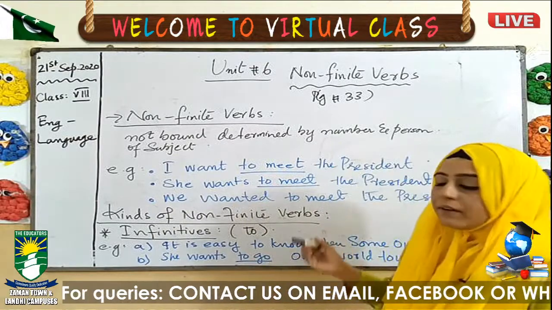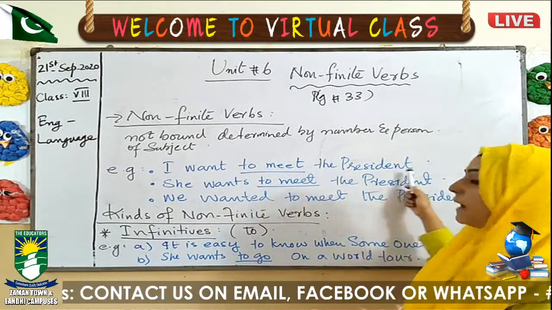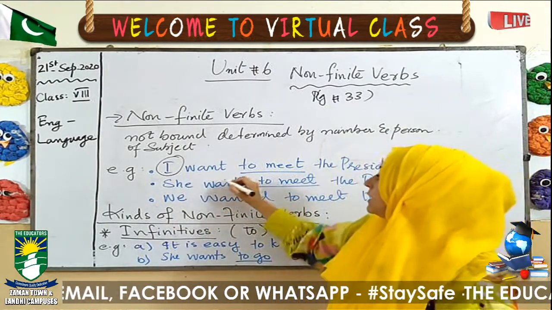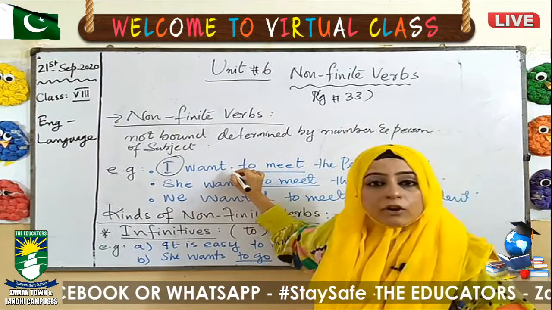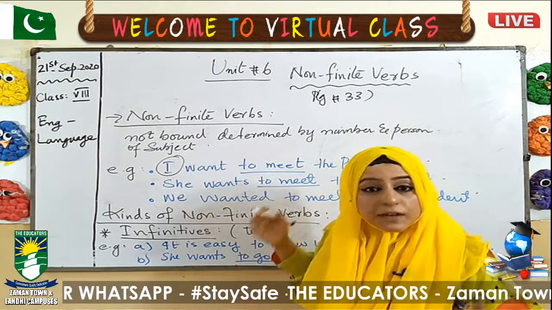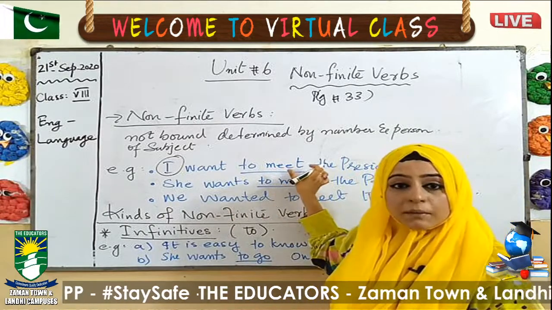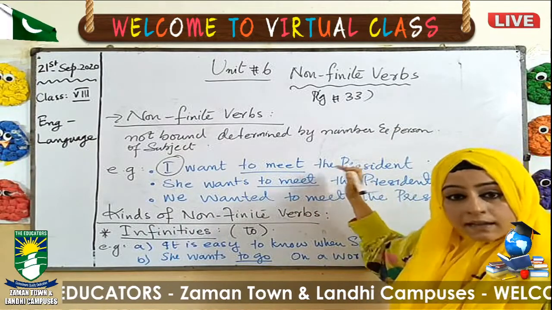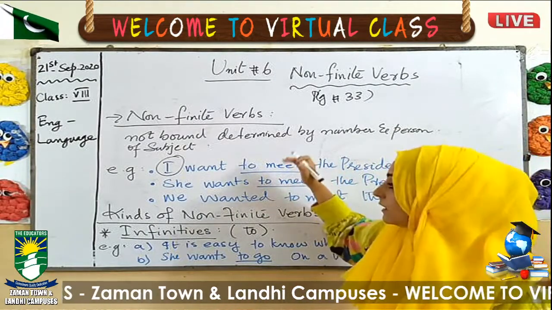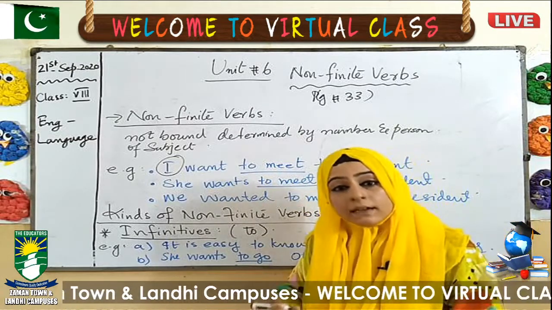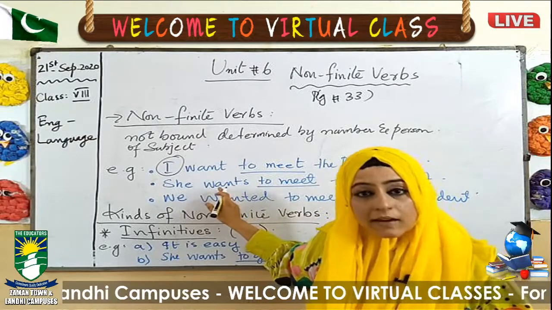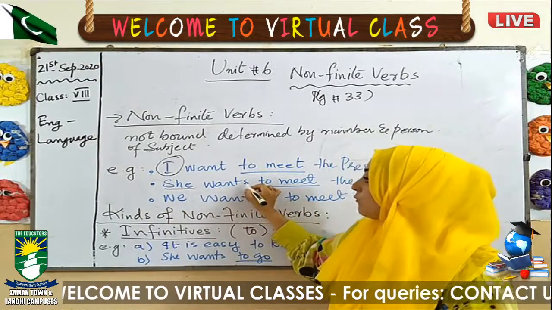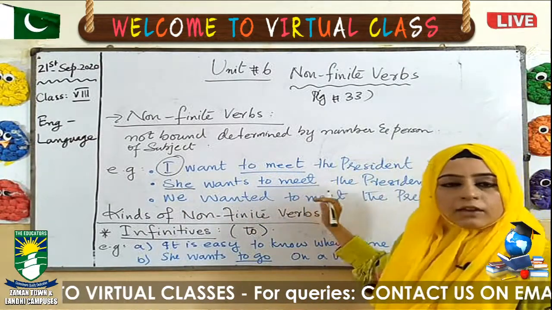Like here I have written an example: I went to meet the president. The subject here is I, and it's singular, and I have not applied any s or es because it's first person. But the main form I have used here is to meet, and then the president. This is my first sentence. When it comes to another one, if I am using another subject, the same sentence is repeated but the subject is changed. Like she: she wants to meet the president. Here again the form of the verb is the same.